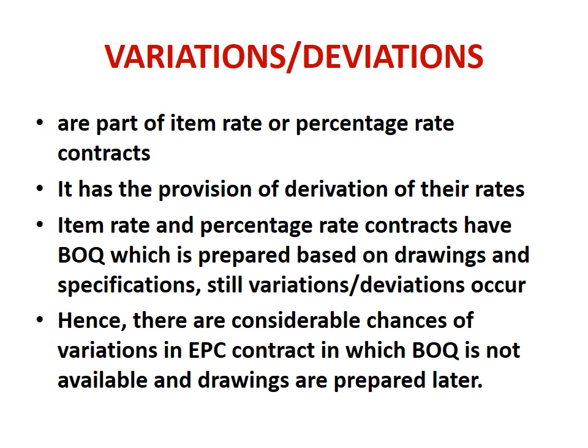Now, as we have discussed, variations or deviations are part of the item rate or percentage rate contract, because there is a contract clause in that one. So it has the provision on how the rates will be derived for the variations. And item rate and percentage rate contracts have a BOQ, which is prepared based on the drawings and specifications available earlier for the items. Still, we know that variations or deviations occur when there is no drawing available initially.